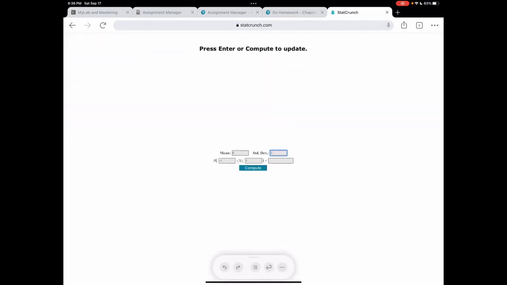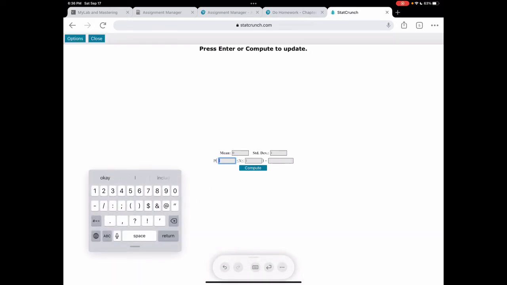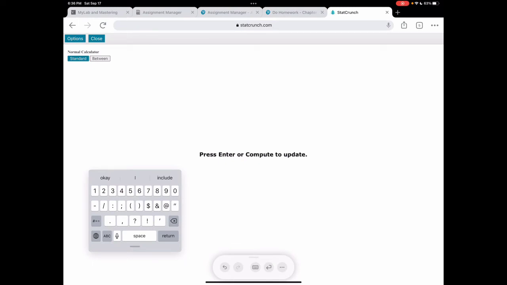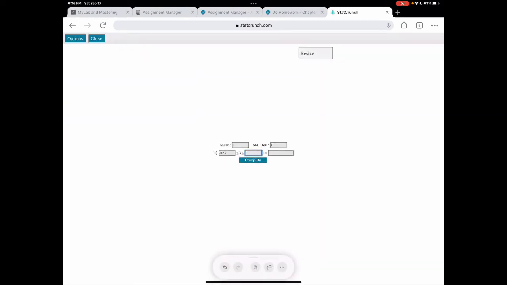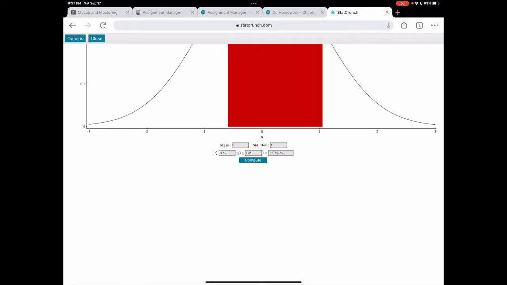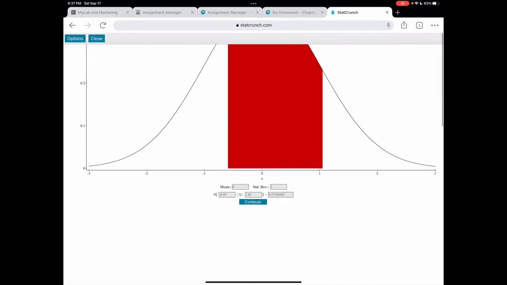But now our lower value here, let's do keyboard, is going to be a negative 0.59. And our upper bound here, our upper value, is going to be a positive 1.05. All right, you're going to put those in, compute, and there we go. We get 0.576 if we round that to 3 decimal places.